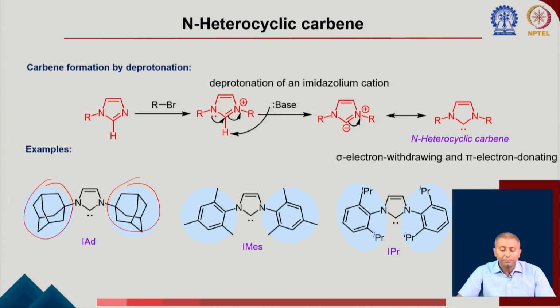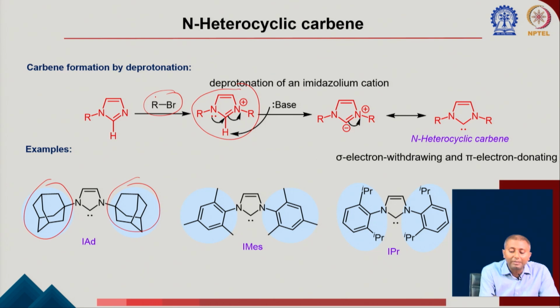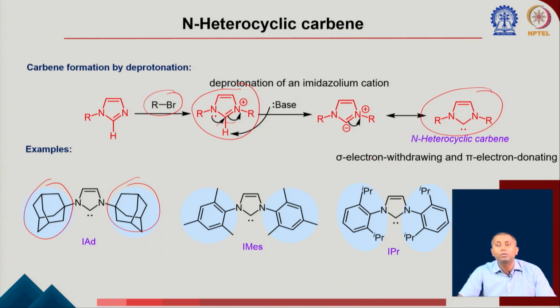Okay. So you can see in the first example, it is the deprotonation of the imidazolium cation. You generate this imidazolium cation by alkylation, and then what is happening now is the abstraction of this carbon hydrogen. Okay. So once this deprotonation happens, that actually generates this N heterocyclic carbene. Okay. One of the important facts about the N heterocyclic carbene is that it is sigma electron withdrawing and pi electron donating. I am going to explain the same thing in the next slide through the molecular orbital.